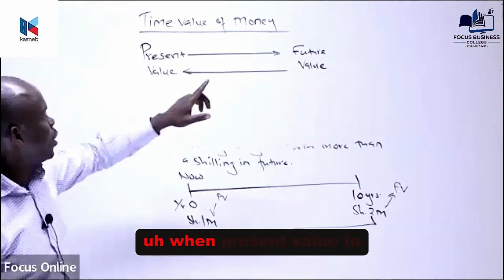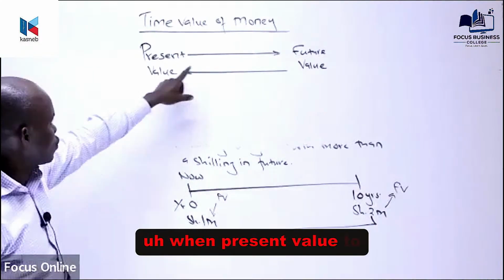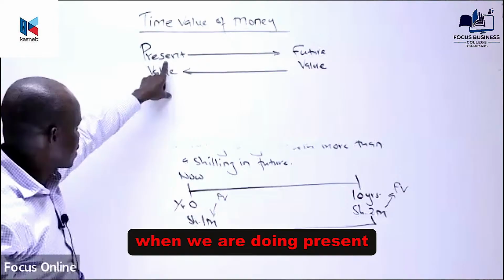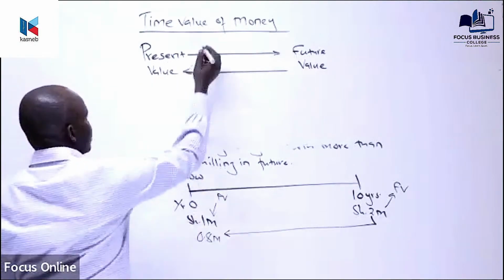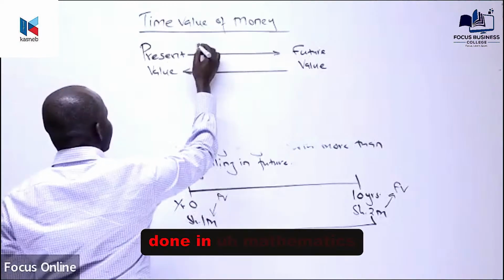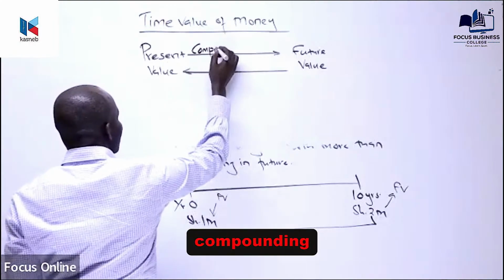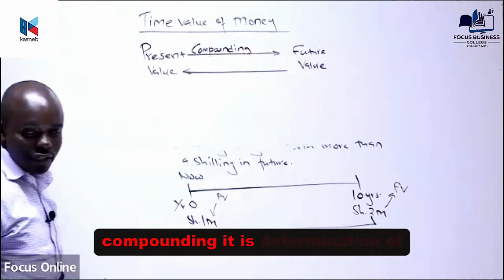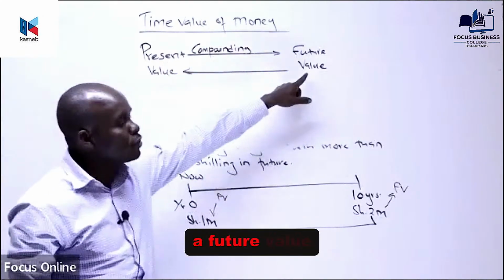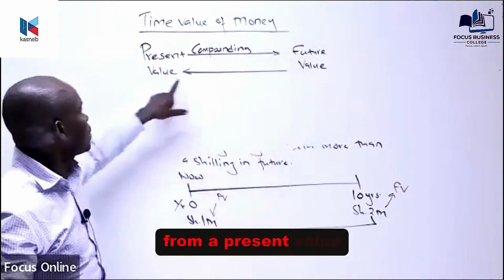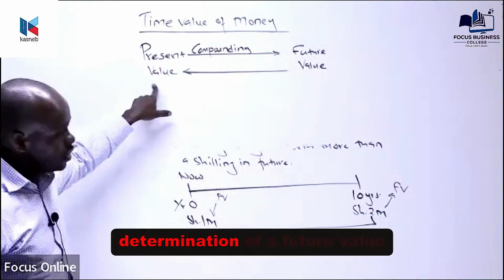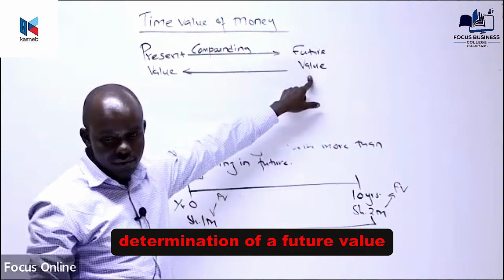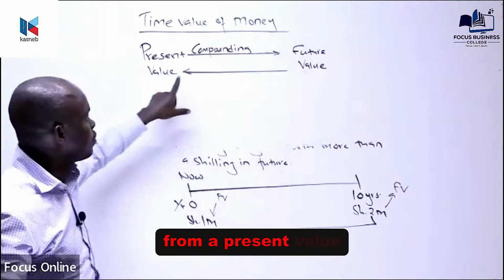When we are doing present value to future value, we call it compounding. This one you must have done in mathematics, compounding. Compounding is determination of a future value from a present value.